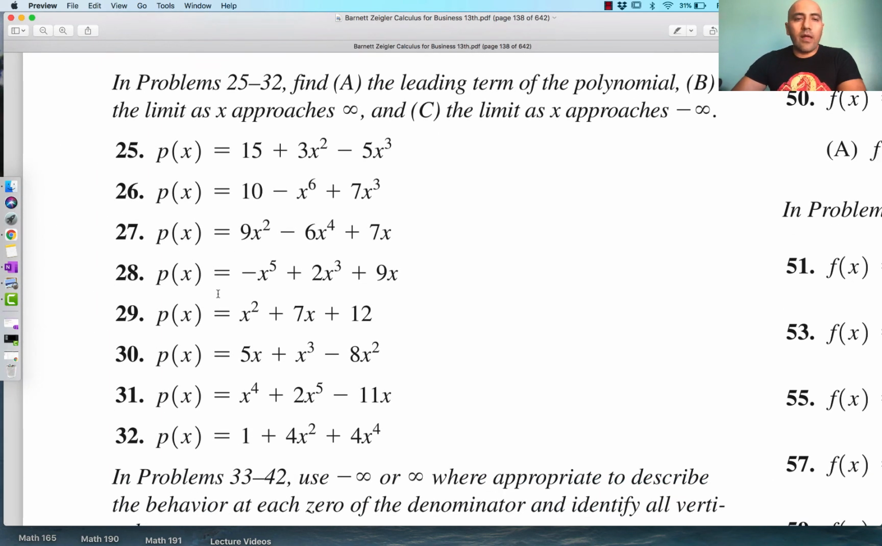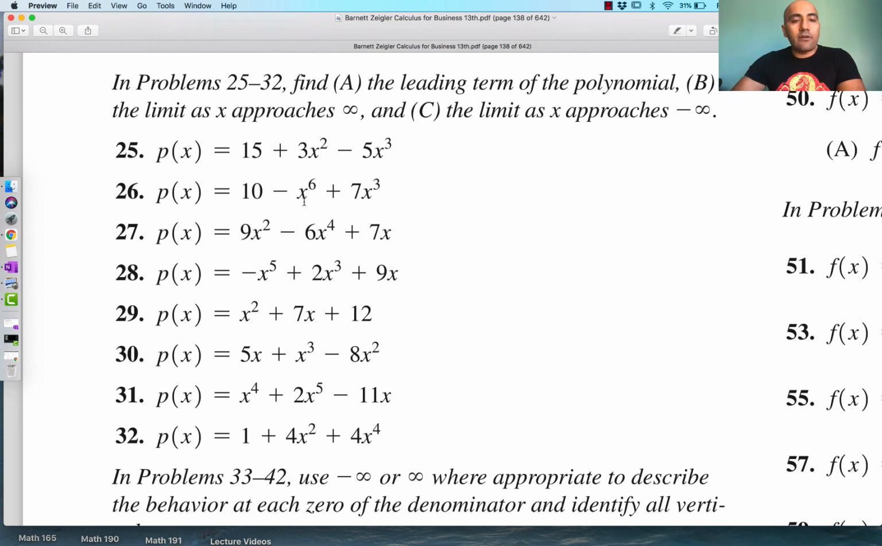the leading term of the polynomial, the limit as it approaches infinity, as it approaches negative infinity. Okay, so for example, for number 26, the leading term is going to be the largest degree. So that would be this negative x to the 6th power. That would be the leading term. So therefore, as the input values go toward positive infinity, this will determine what happens to our graph. So this will be the end behavior.